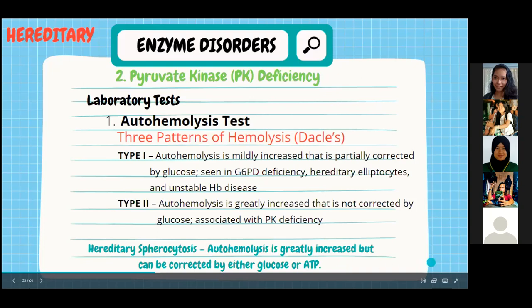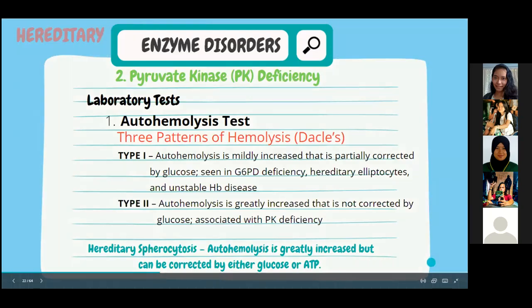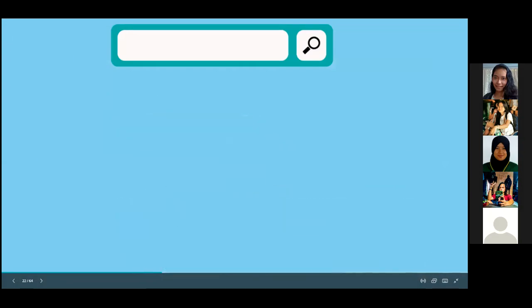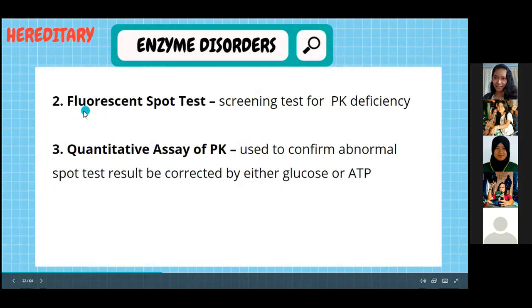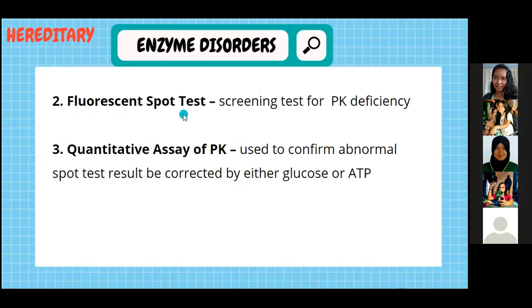The next laboratory test is the fluorescent spot test, which is the screening test for pyruvate kinase deficiency. And the third laboratory test is the quantitative assay of pyruvate kinase, which is used to confirm abnormal spot test results.